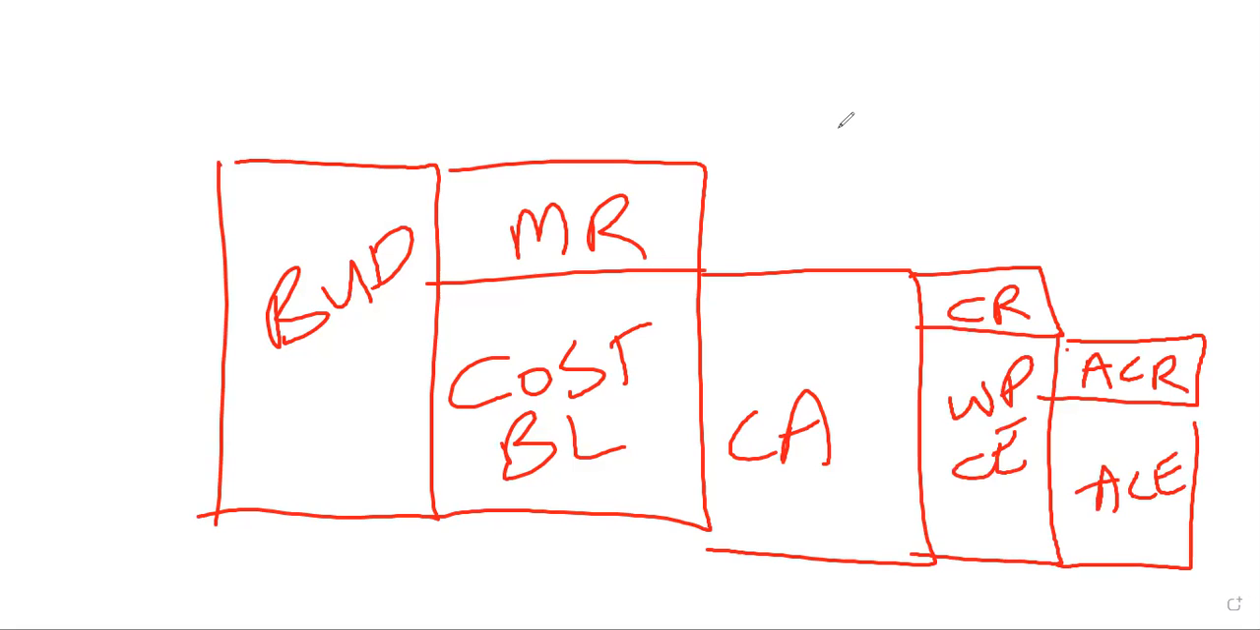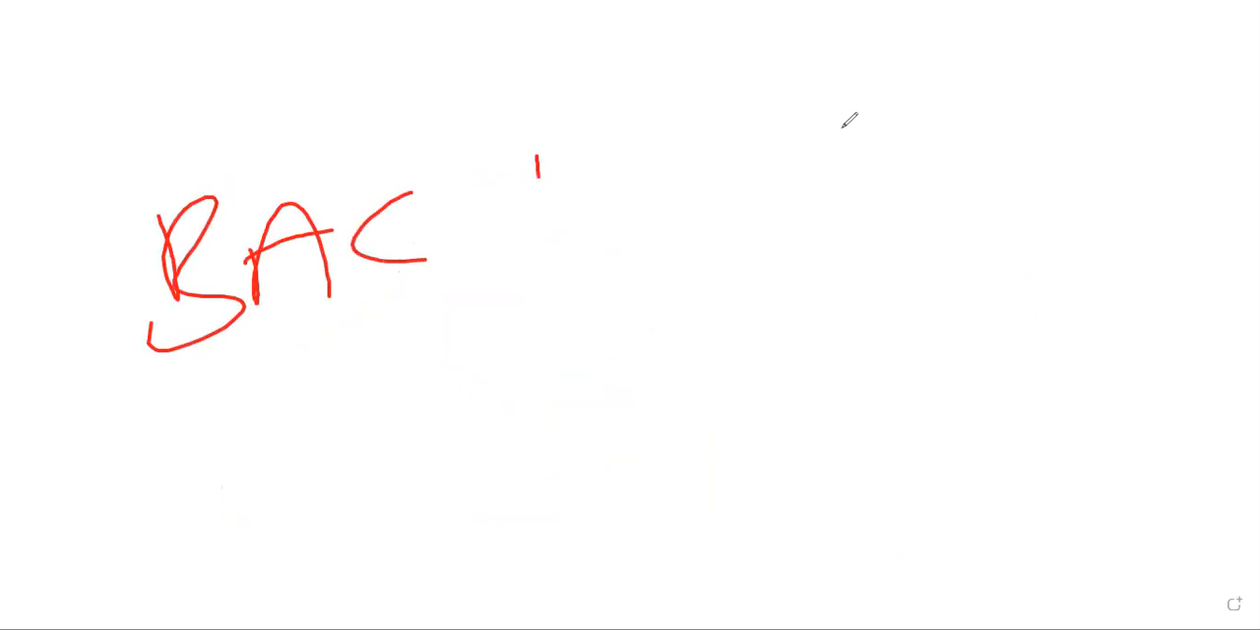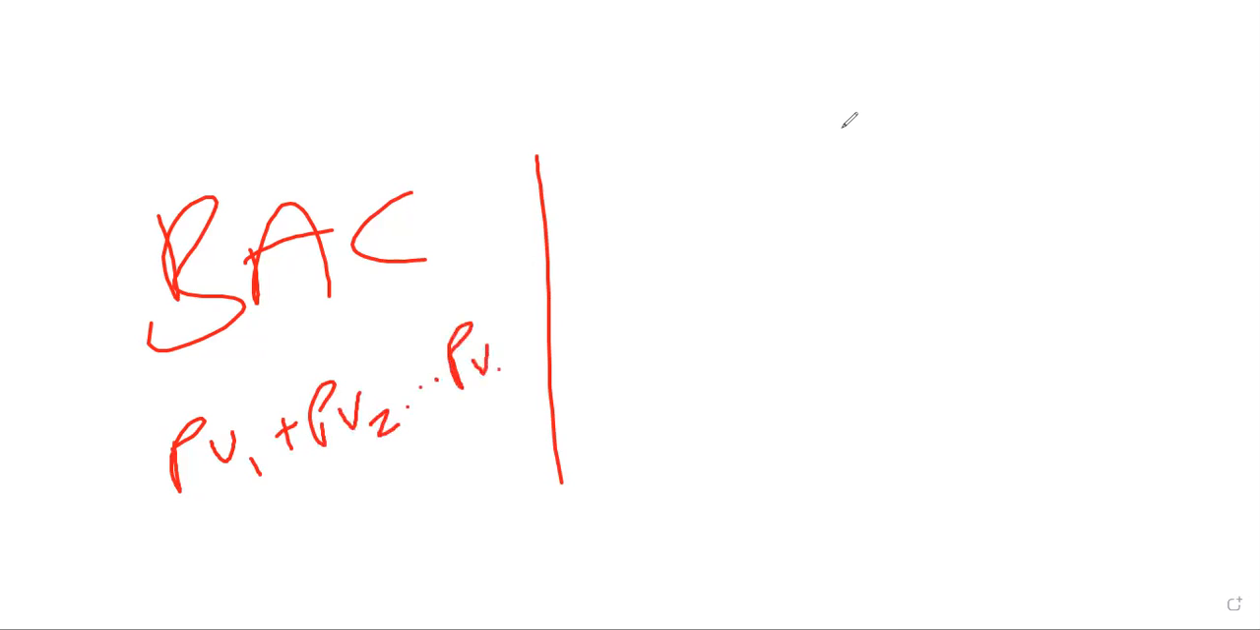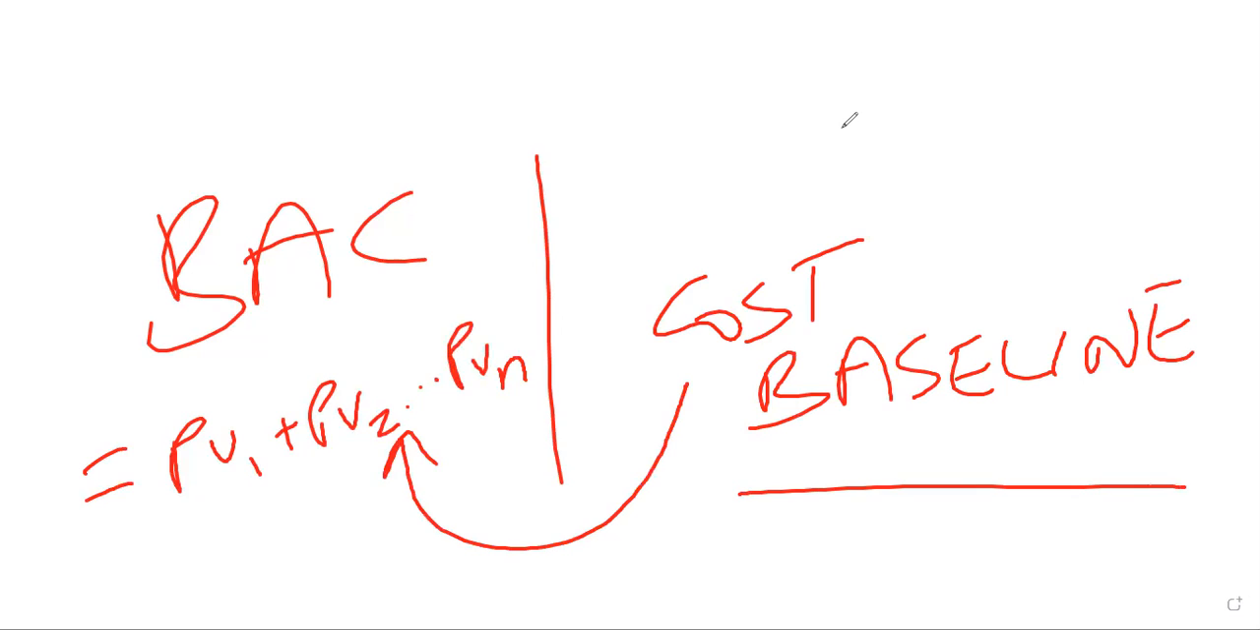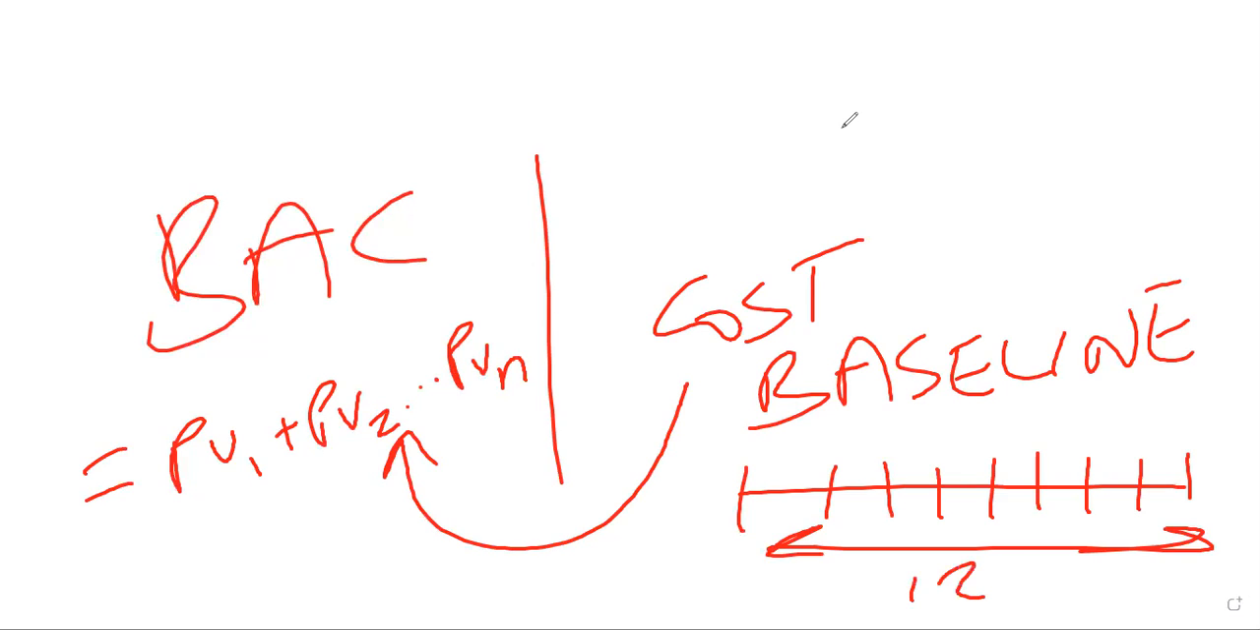But there you have it, Ibrahim. You have your BAC, budget at completion, which is all of your PVs added up, PV1 plus PV2 all the way to PVN, okay? And then you know what your PV is, of course, but then you have your cost baseline, which is in essence the same thing. But when we say baseline, remember you need to have the spread over the time periods. You got to know, okay, it's 12,000 spread over how many months, and how is it broken out month by month?